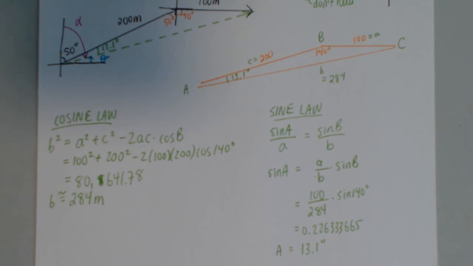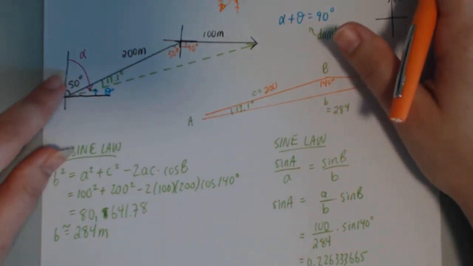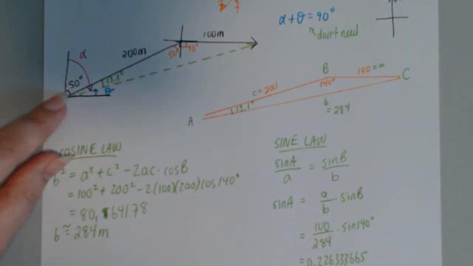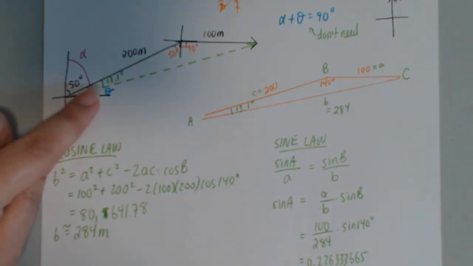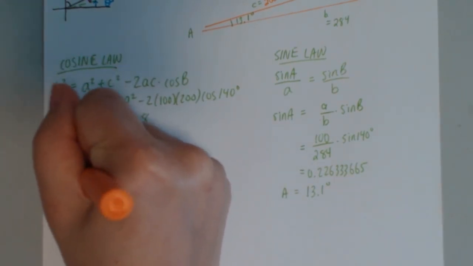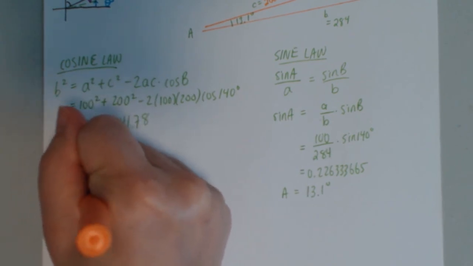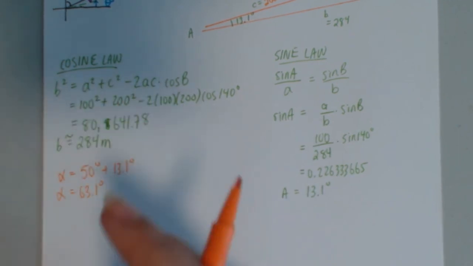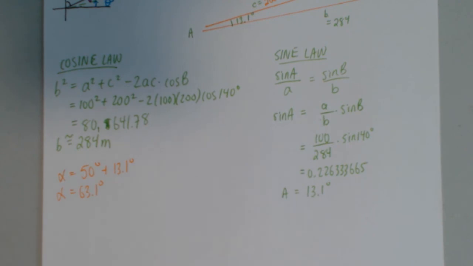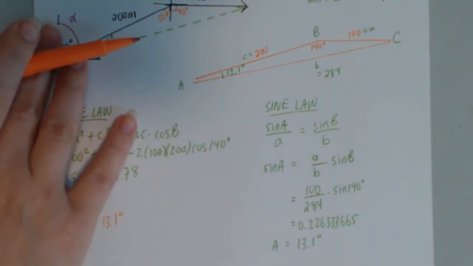So if you actually look really closely at the picture, at the end of the day, we're trying to find alpha. And since we already know that part of alpha is 50 degrees, we just need to know this other little angle in here as well. That's 13.1. So alpha is 50 plus 13.1, so that's 63.1 degrees. Now, it's not enough to have the angle. You have to be able to state the direction properly as well. So that's going to be north, 63.1 degrees east.